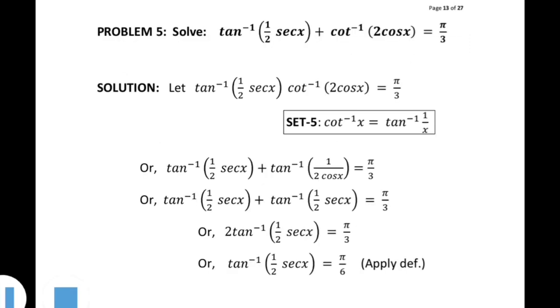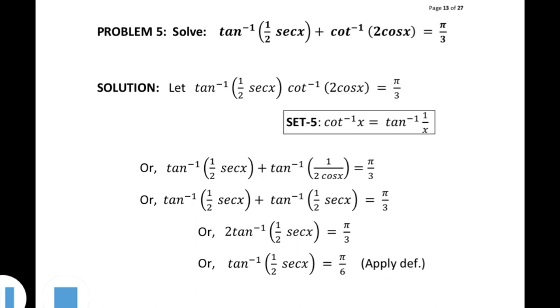Next, problem 5. Solve tan inverse (1/2 sec x) plus cot inverse (2 cos x) equals pi by 3. Now solve for what? We have to solve for x, that is we have to find the value or values of x. So take the given equation first: tan inverse (1/2 sec x) plus cot inverse (2 cos x) equals pi by 3. To get the next step we have to apply one formula from set 5. This is cot inverse x equals tan inverse 1 by x, and accordingly we get the second step as tan inverse (1/2 sec x) plus tan inverse (1 by 2 cos x) equals pi by 3.